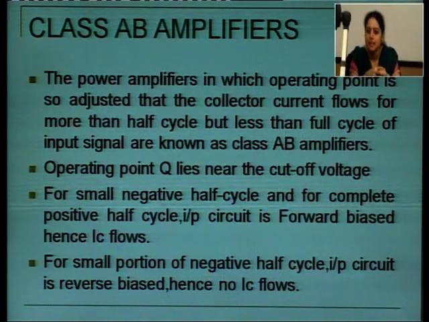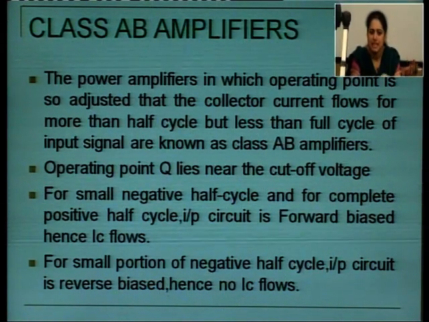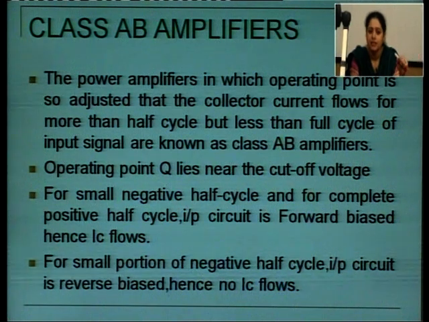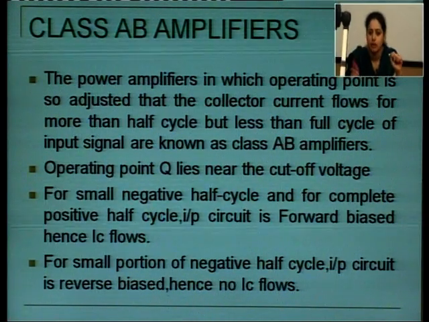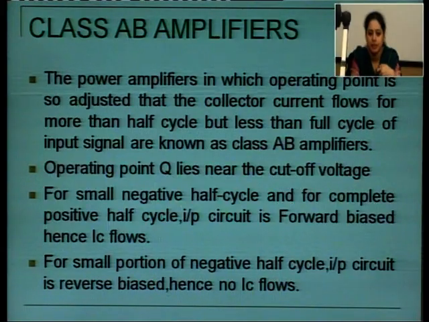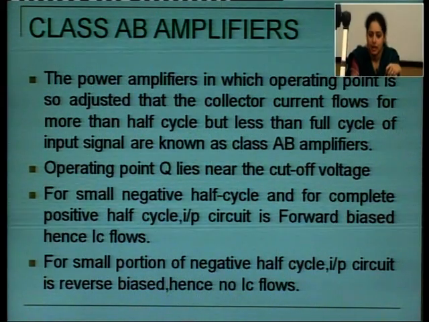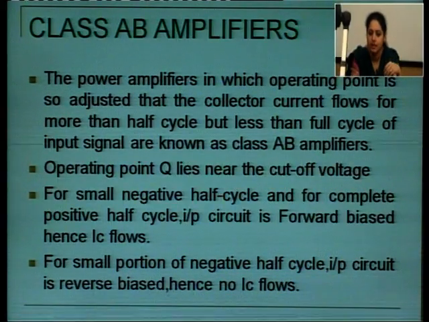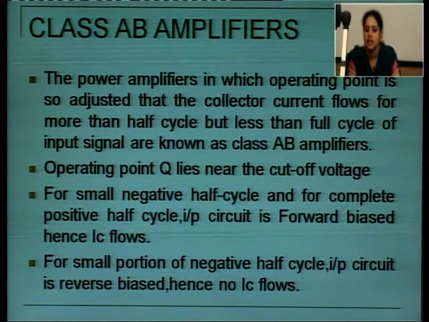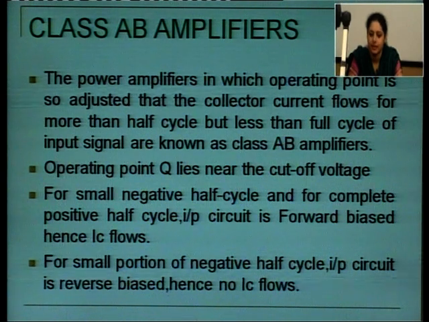Now coming to class AB amplifiers, which are a compromise between class A and class B amplifiers. The power amplifiers in which the operating point is so adjusted that the collector current flows for more than half cycle but less than full cycle of the input signal are known as class AB amplifiers. The operating point Q lies near the cutoff voltage. For a small negative half cycle and for the complete positive half cycle, the input circuit is forward biased, hence the collector current flows. But for a small portion of the negative half cycle, the input circuit is reverse biased and hence no collector current flows.